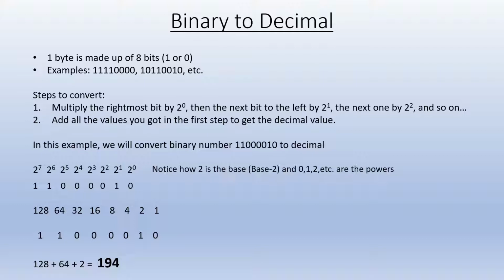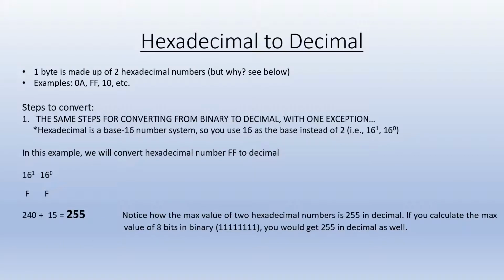And converting from hex to decimal isn't really that different, and I'll explain why in a second. So in hexadecimal, 1 byte is made up of 2 hexadecimal numbers, and I'll show you that below. Some examples of hexadecimal numbers are 0A, FF, and 10.